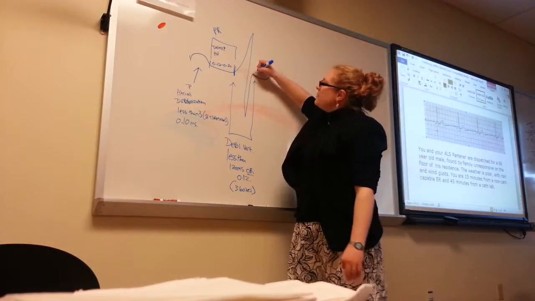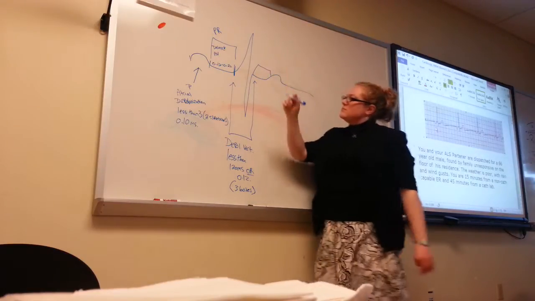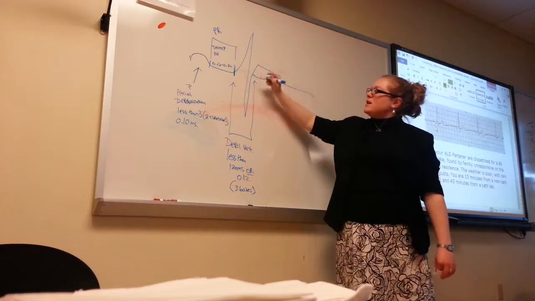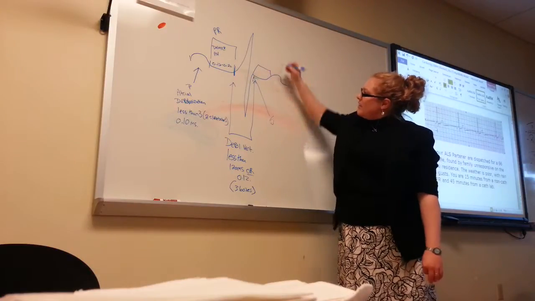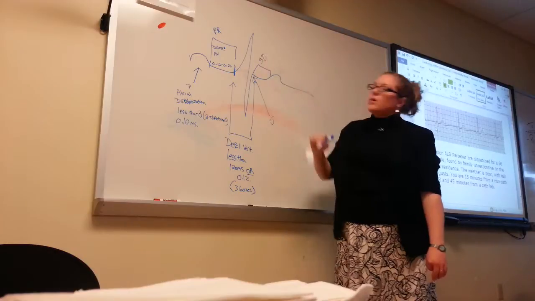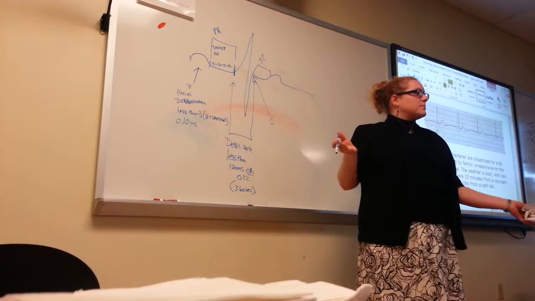What's going on here? What is this called? This is your J point. Right in here is your J point. And this is your ST segment. What's going on in your ST segment? What does that represent? The period between repolarization.